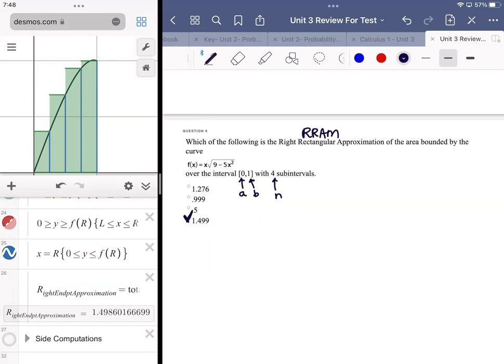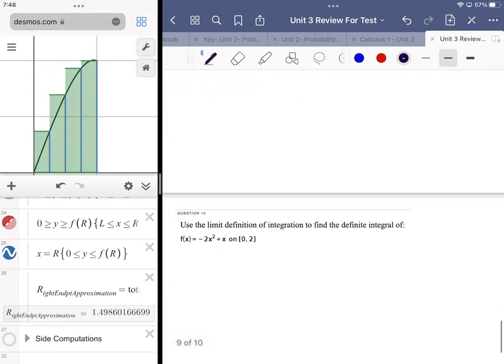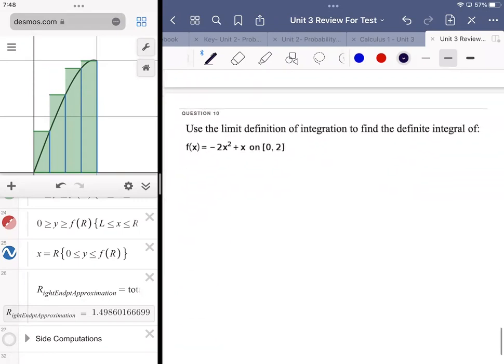There will be a problem just like this on the test. I think, I honestly, I can't remember. It's either RRAM or LRAM. So just pay attention. If it says right rectangular approximation, it's RRAM. If it says left rectangular approximation, it's LRAM. All right. Super easy, barely an inconvenience. And then the pièce de resistance.